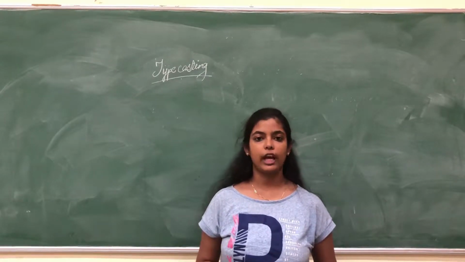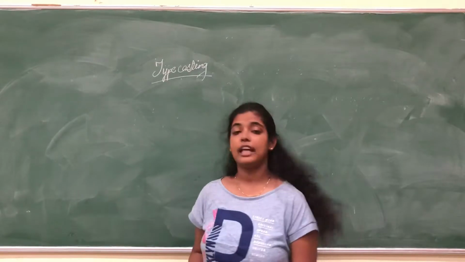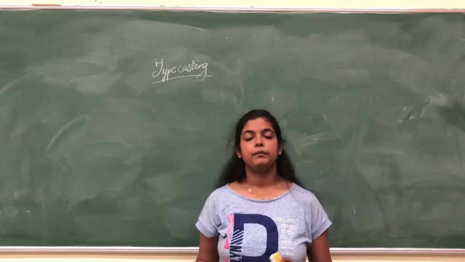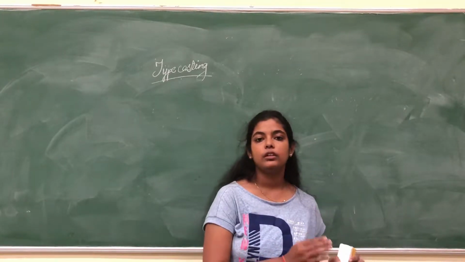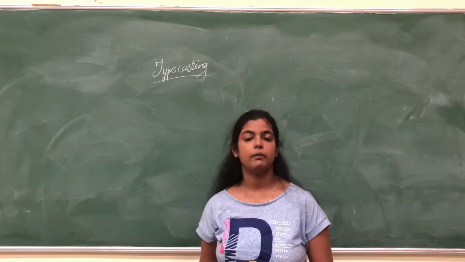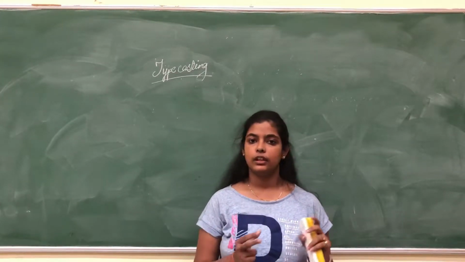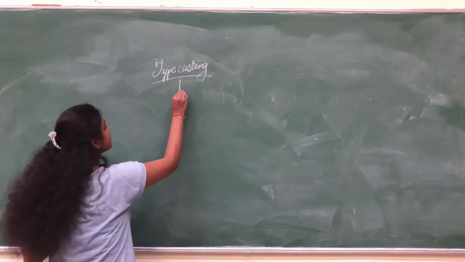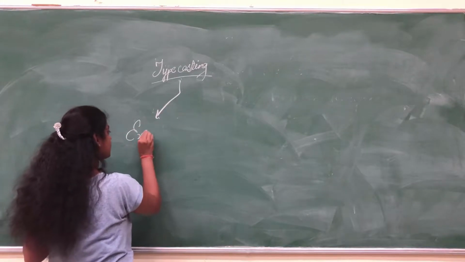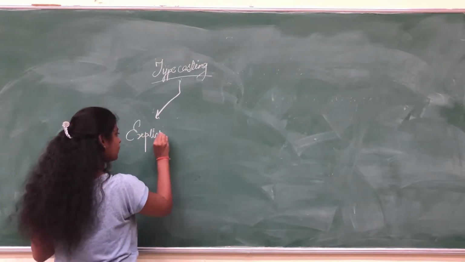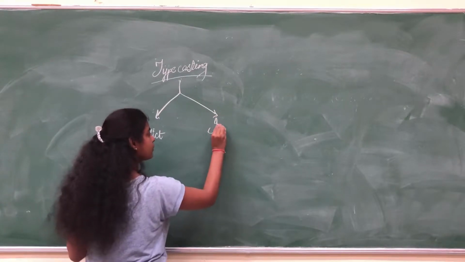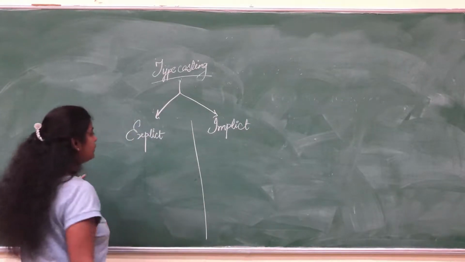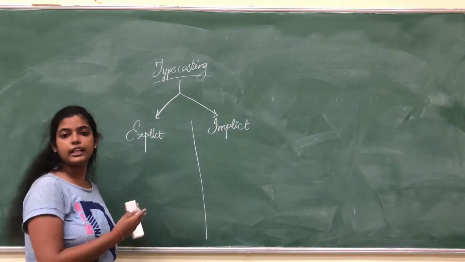Today we are going to talk about typecasting. Let's get started. Typecasting is conversion of one data type into another data type. It can be done by the computer or by the user. By this process we have two divisions, implicit typecasting and explicit typecasting. So we are going to start with explicit typecasting.